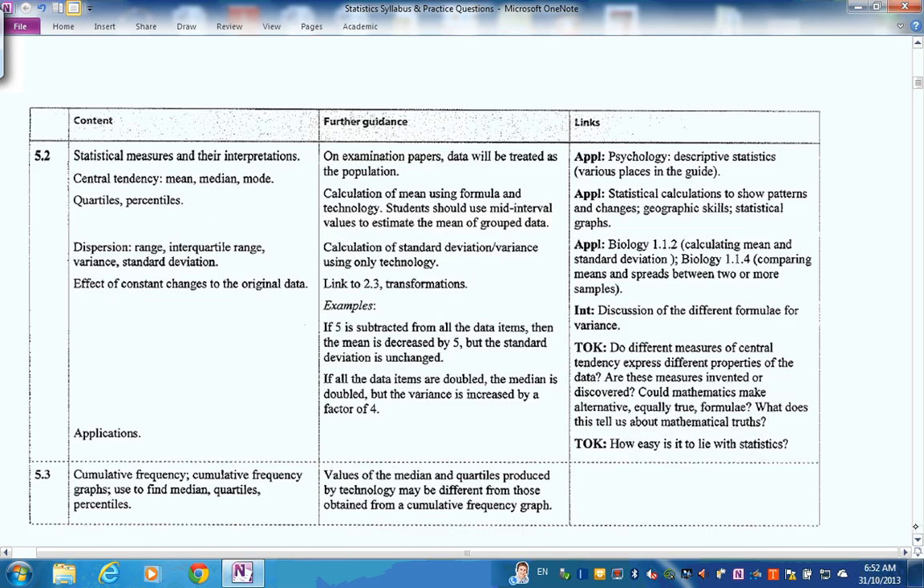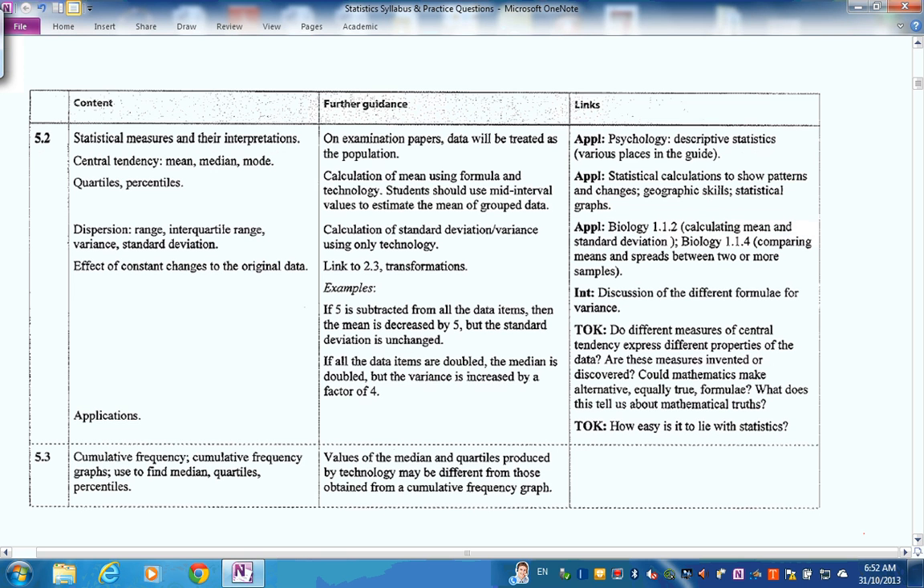Let's come down here now to the next couple of sections. Statistical measures and their interpretation. Central tendency. Okay. Quartiles, percentiles. Okay. Here's an important point. On examination papers, data will be treated as population. Okay, so you use your sigma on the calculator for standard deviation, taking the group as a whole population, not as a sample. You don't lose those degrees of freedom with n minus 1 in the denominator, if you remember that.